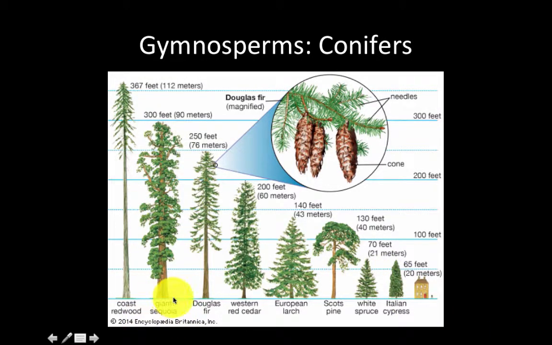So the giant sequoia from California, or the coast redwood, those are the tallest trees on the planet, and they're all conifers, so they're cone-bearing plants. And you can see here, compared to a house, how tall these plants can get. One of the reasons that these plants have cones is to hold the seeds, but the seeds are quite naked, and I'll show you in a little bit what they look like.